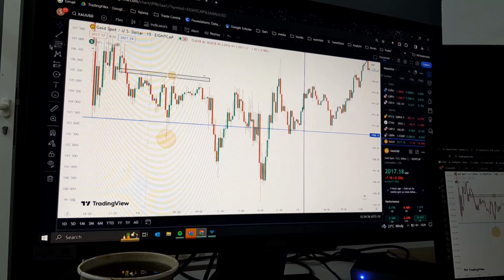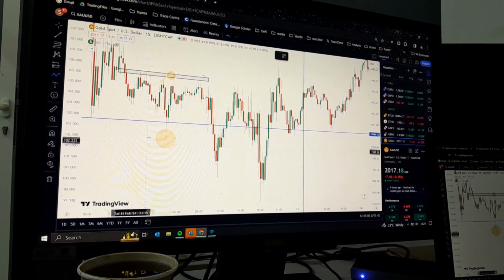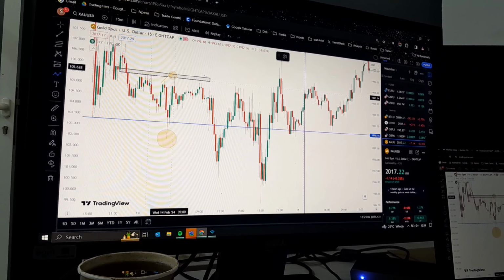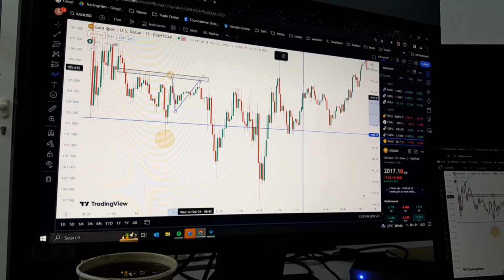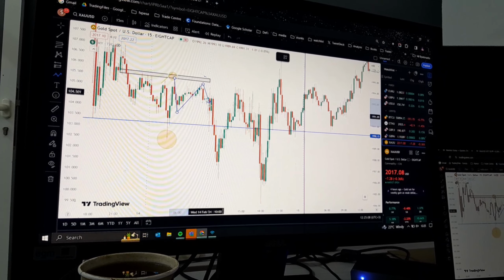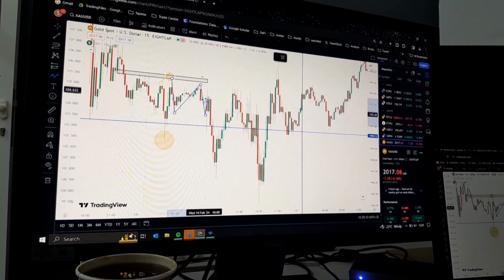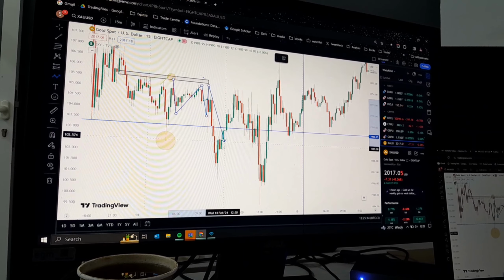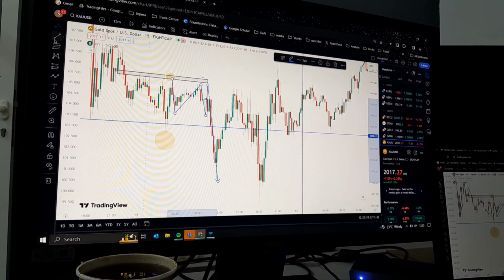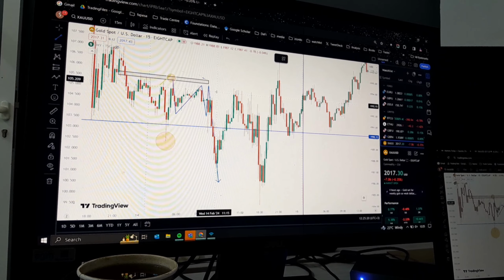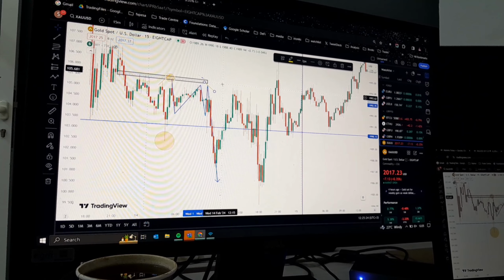Now this is our pullback. It looks something like this. This one is our first pullback. This is our second pullback at this point. Now our inducement will be at this point.